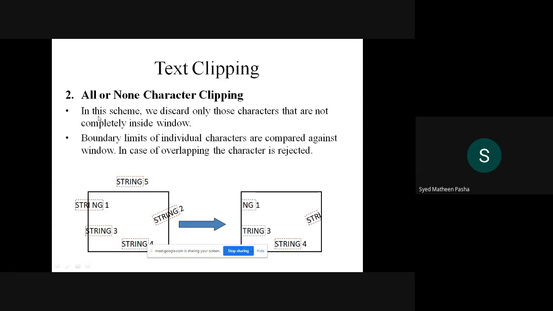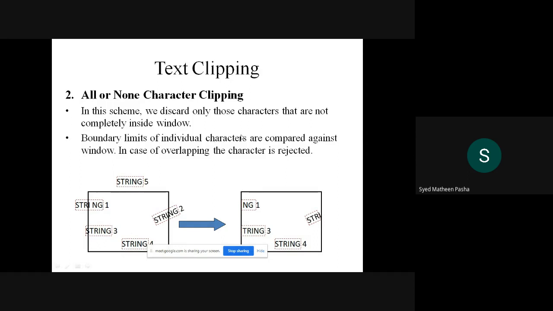Similarly, we have all or none character clipping where the representation will be clear. Check out, if some strings are inside the window, only the parts which are outside the window will be clipped in this form. In this scheme, we discard only those characters that are not completely inside the window. Check out the string. This is not completely inside the window. So only the part which is outside the window is being clipped in this clipping.